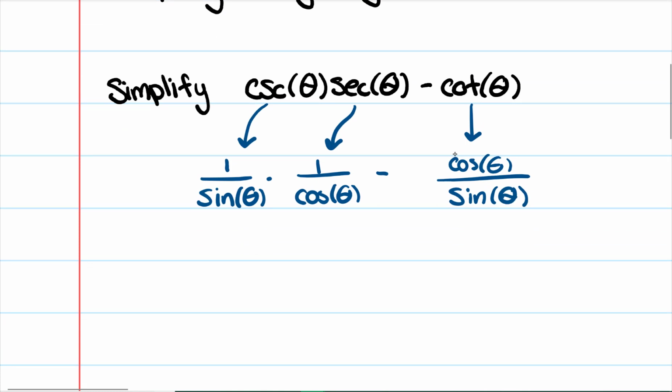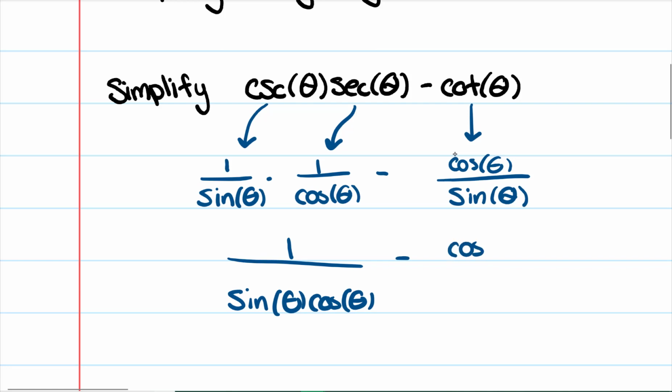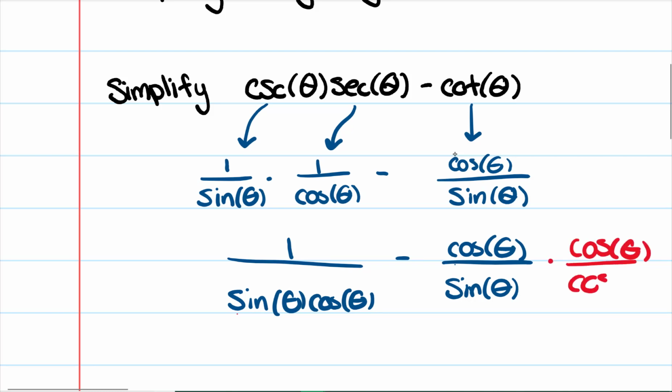When you multiply two fractions, you just multiply across. So you get 1 over sine of theta times cosine theta minus cosine theta over sine theta. So now what I need to do is find common denominators. Here I have a sine and a cosine, and in the other fraction I only have sine. So I need to multiply my second term by cosine of theta over cosine theta.